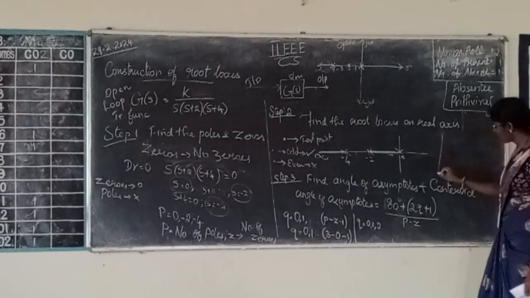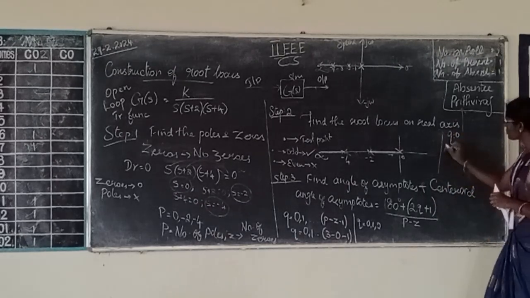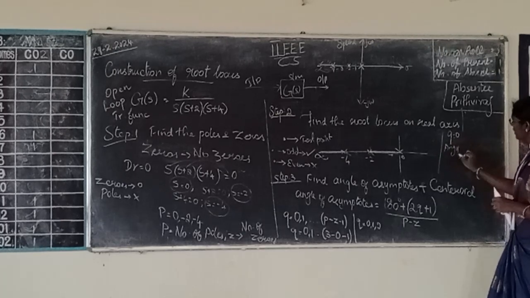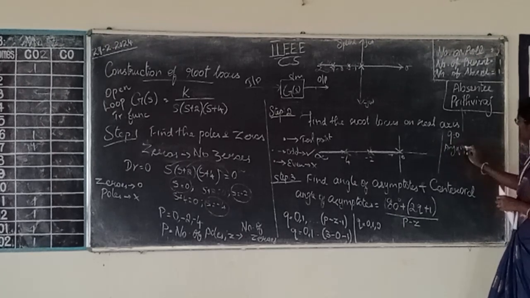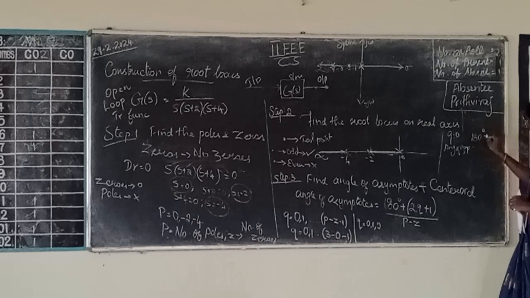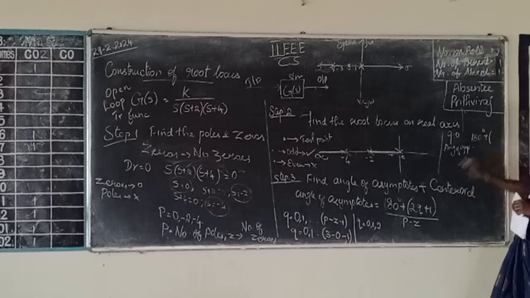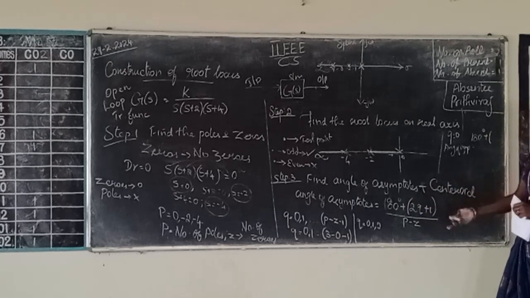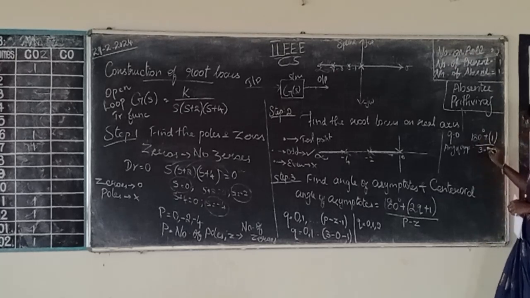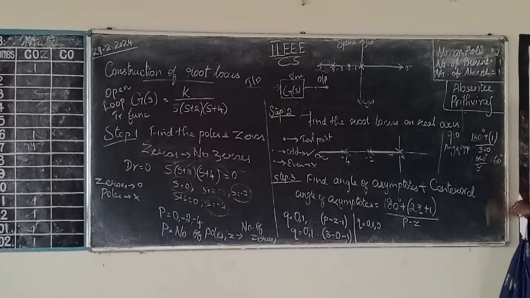So I'm doing it here. Okay. So if I substitute q is equal to 0, then my angle of asymptotes will be how much? 180 degree into 2q plus 1, right? 2 into q means it will become 0. If q is 0, 2 into 0 is 0. Divided by p minus z, that is 3 minus 0. So it will become 180 degree divided by 3. If we cancel it will be 60 degree.